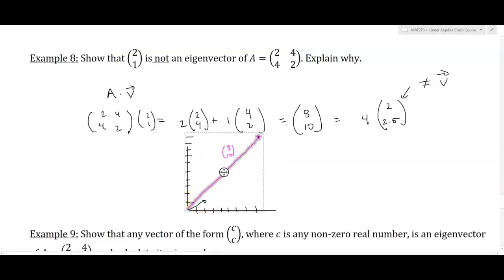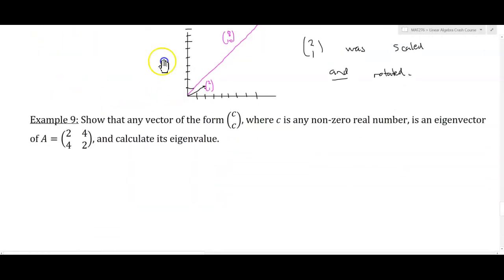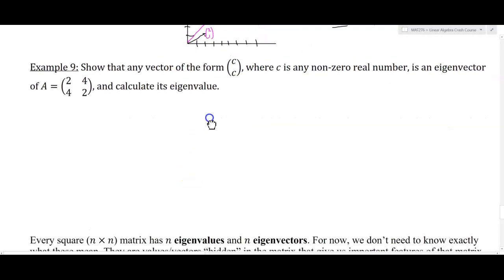Whoops. Well, you get the idea here. And this vector here, 2, 1, so we didn't, in fact, just scale the vector. The vector 2, 1 was scaled and rotated. And by definition, an eigenvector is one that only gets scaled. Now, it turns out that eigenvectors are not unique, that you can find more than one eigenvector.